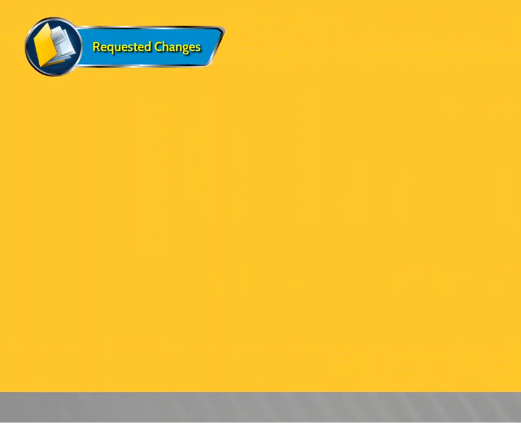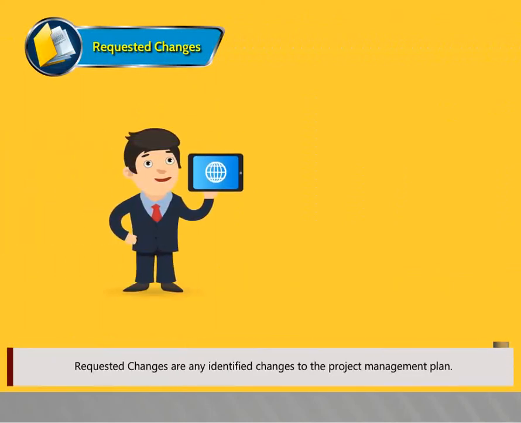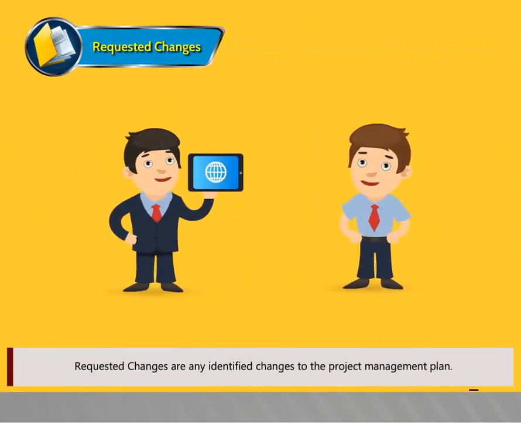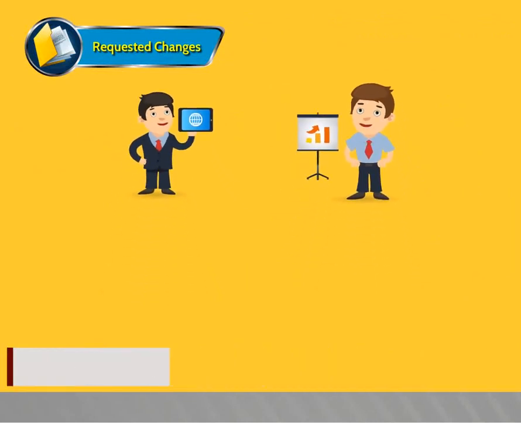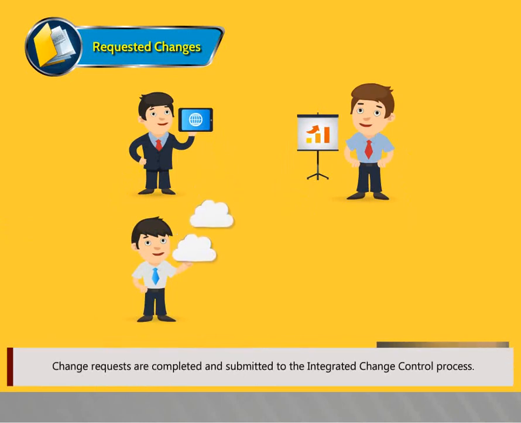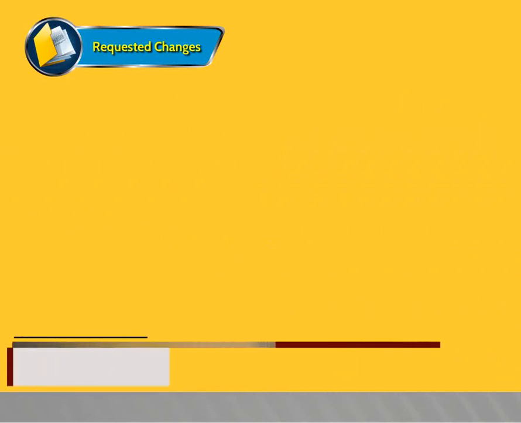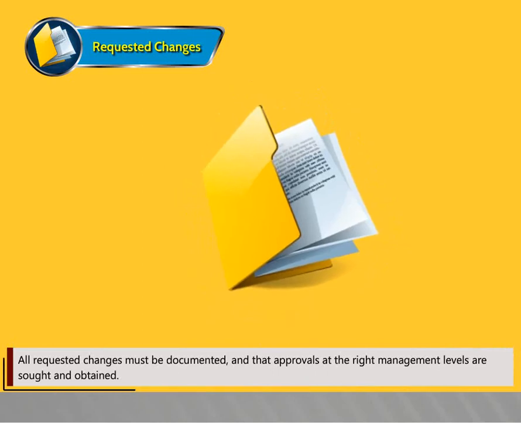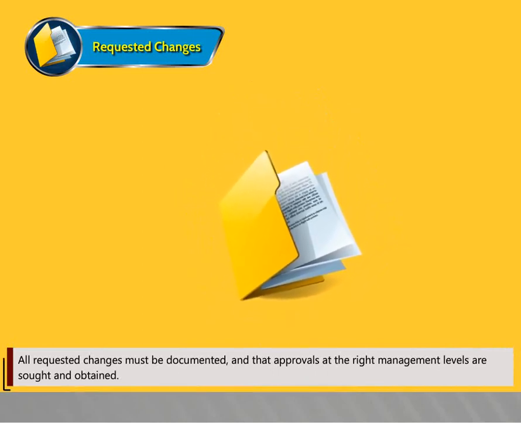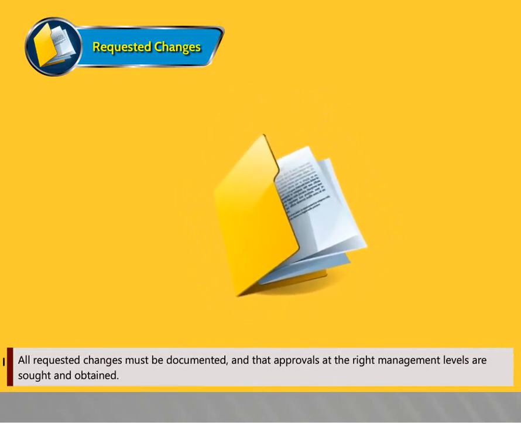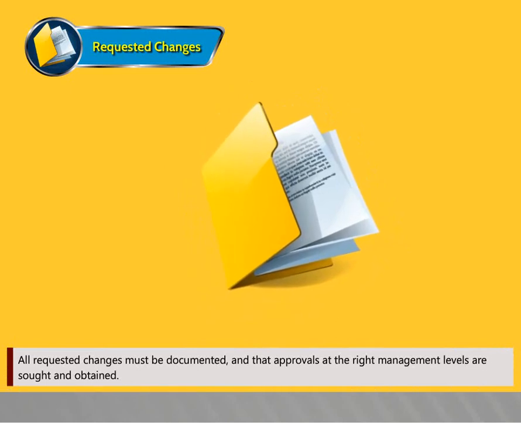Requested changes. Requested changes are any identified changes to the project management plan. Change requests are completed and submitted to the integrated change control process. All requested changes must be documented, and approvals at the right management levels must be sought and obtained.